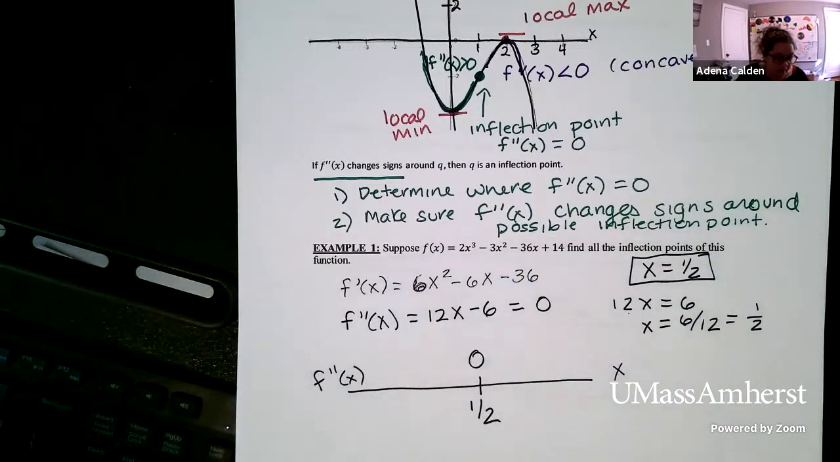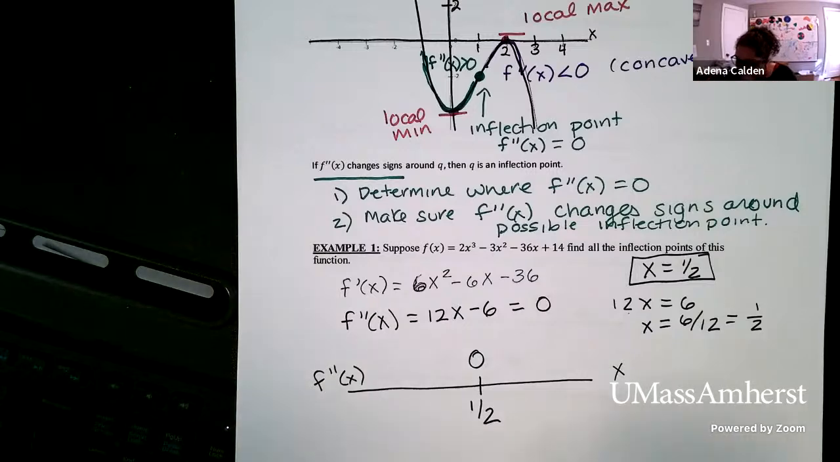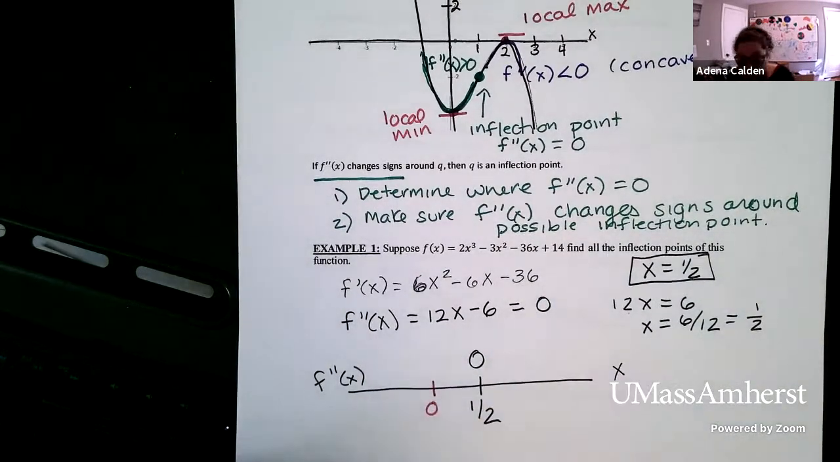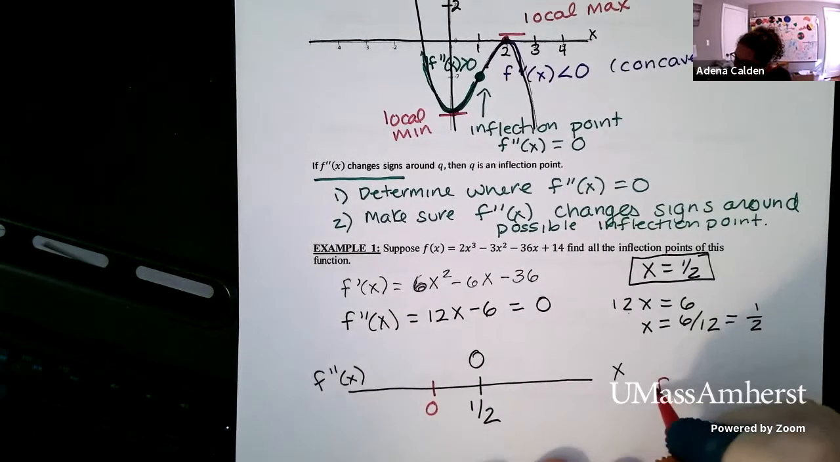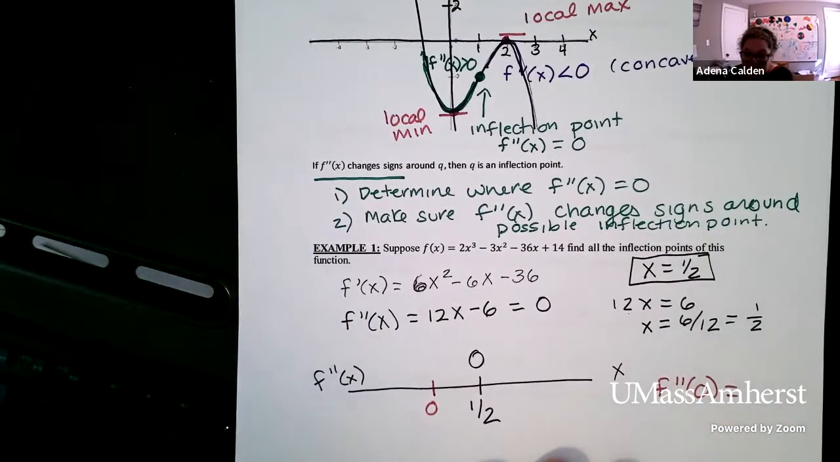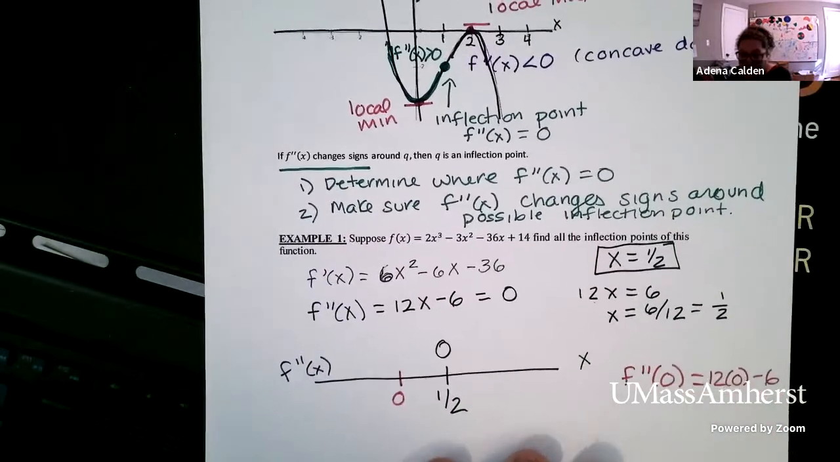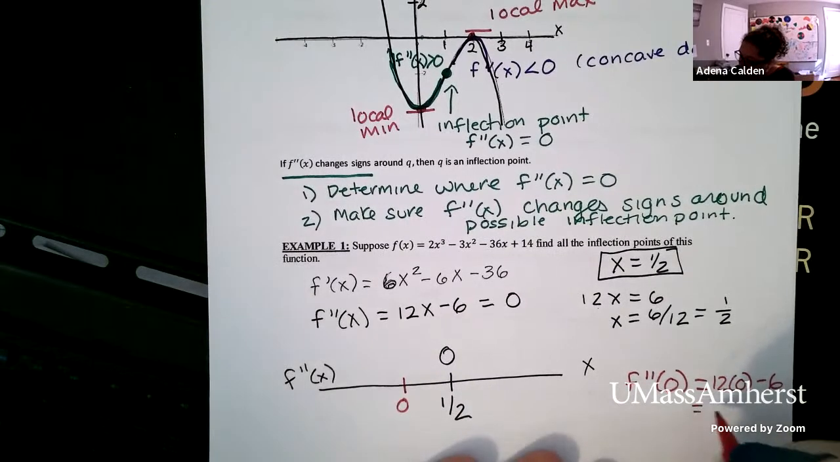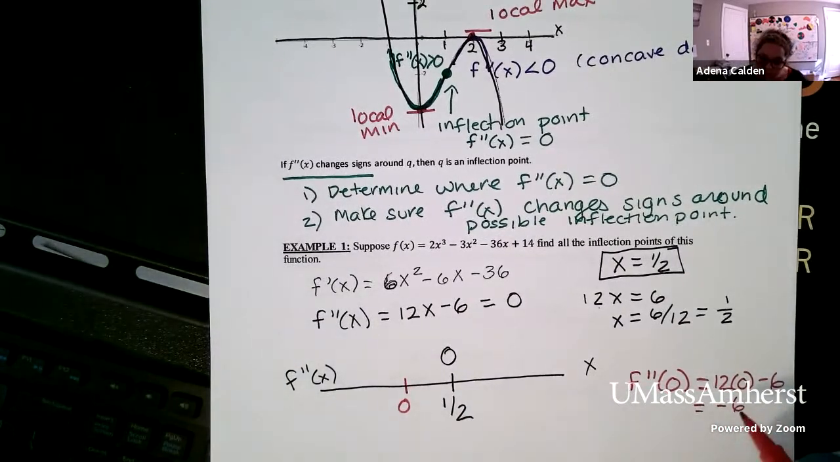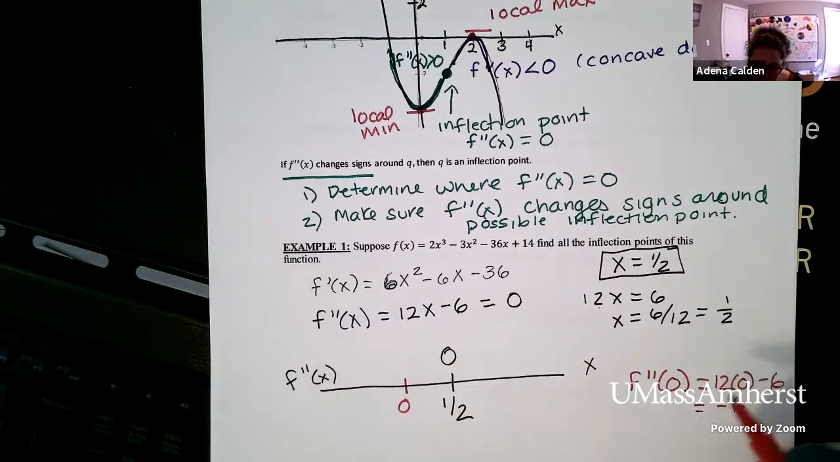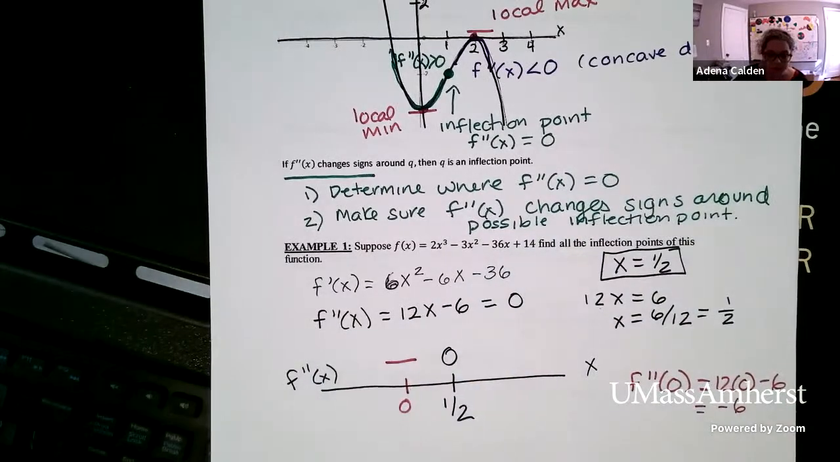So again, you want to pick these points to be convenient and easy to work with. You can pick any point to the left and right of 1/2. So over here, I'm going to pick 0, to the left of 1/2. If I plug 0 into my second derivative, I'm going to get 12 times 0 minus 6. So that gives me -6. Okay. I'm not really as interested in the actual value. I'm interested in whether it's positive or negative. So sometimes you can eyeball it and figure out if it's going to be positive or negative without doing the full calculation. So here I see that this is going to be negative.